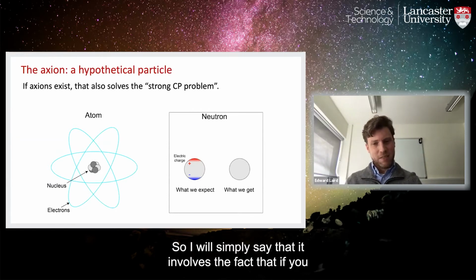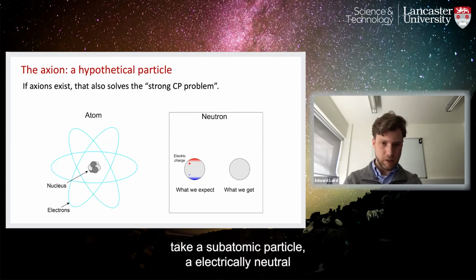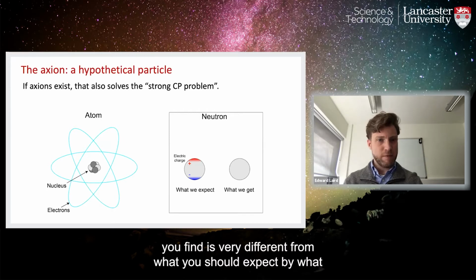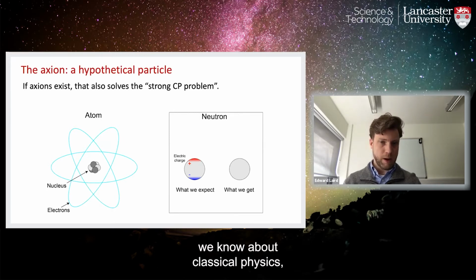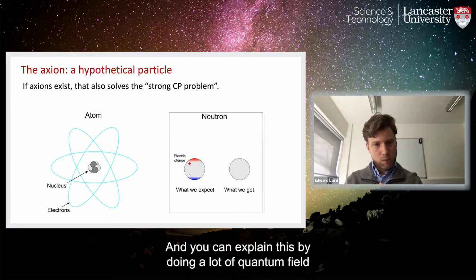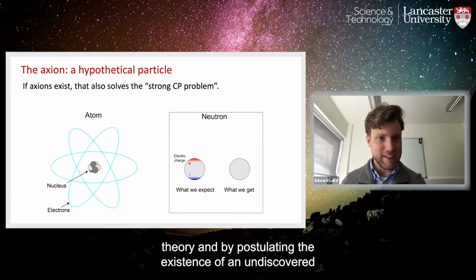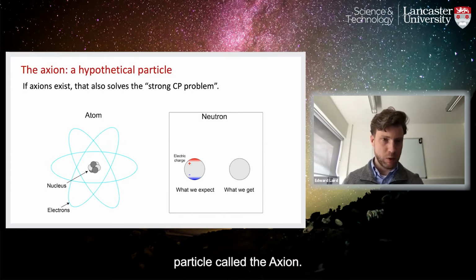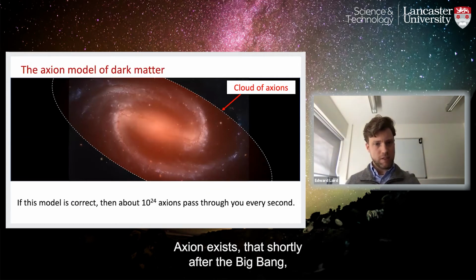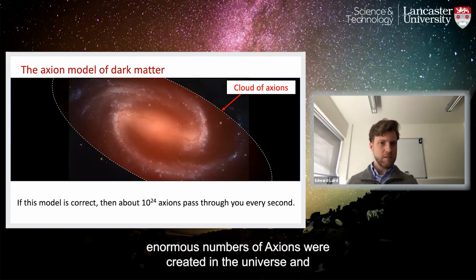So I will simply say that it involves the fact that if you take a subatomic particle, an electrically neutral subatomic particle, and you measure the charge distribution, what you find is very different from what you should expect by what we know about classical physics, about the standard model. And you can explain this by doing a lot of quantum field theory and by postulating the existence of an undiscovered particle called the axion. So the axion dark matter hypothesis is that this axion exists, that shortly after the Big Bang, enormous numbers of axions were created in the universe.